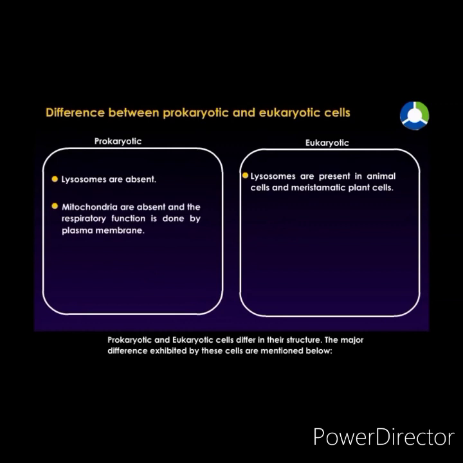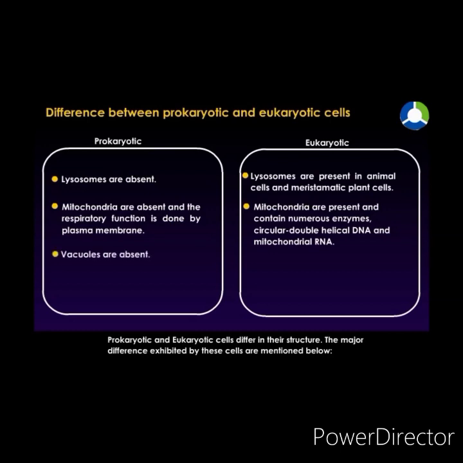In prokaryotic cells, mitochondria are absent and the respiratory function is done by the plasma membrane, while in eukaryotic cells, the mitochondria are present and contain numerous enzymes, circular double helical DNA, and mitochondrial RNA. In prokaryotic cells, the vacuoles are absent. In eukaryotic cells, small vacuoles are present in animal cells, and large vacuoles are present in plant cells.